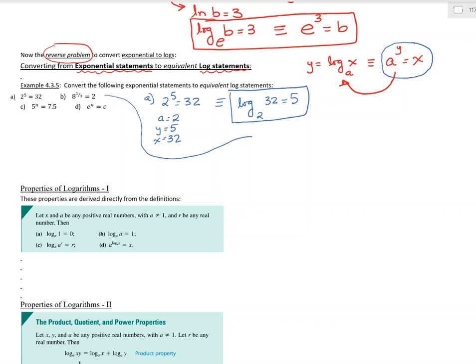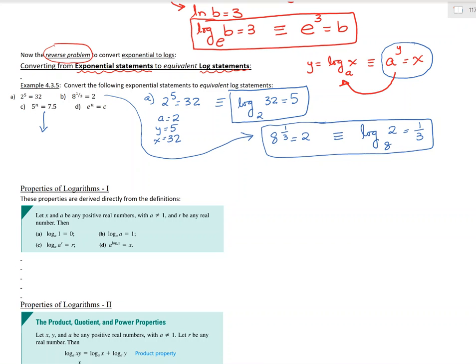So let's try the next one. 8 raised to the power 1/3 is 2. So the equivalent would be log of x, and x is 2, base is 8, and that will give you the y, which is 1/3. So these two are equivalent statements.